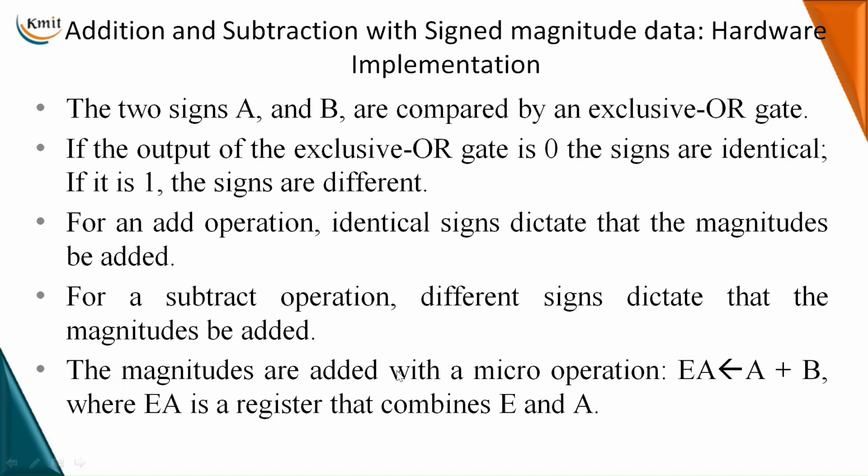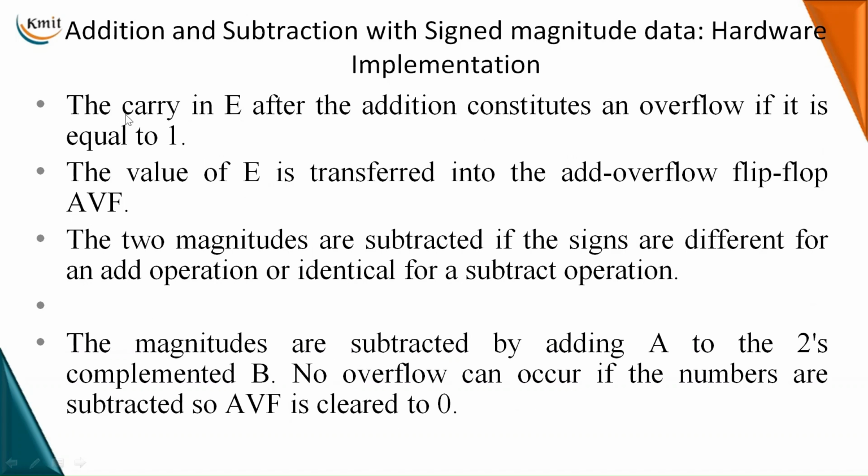So the magnitudes are added with the micro-operation A gets A plus B, where E contains your carry and A contains your result. Then you check the carry in E, which after the addition constitutes an overflow if it is 1. If E contains 1, it means there is an overflow, and that is transferred to the overflow flip-flop.